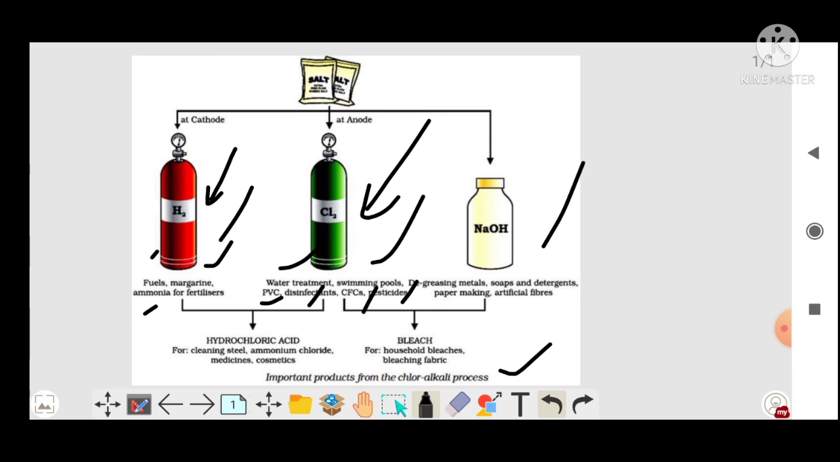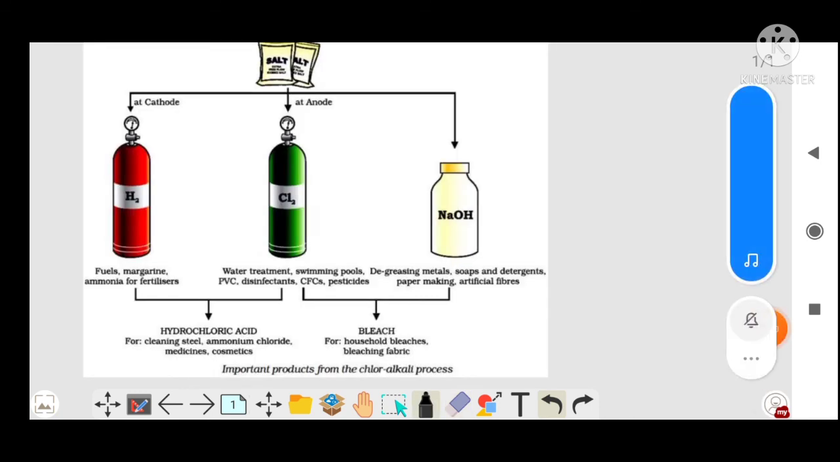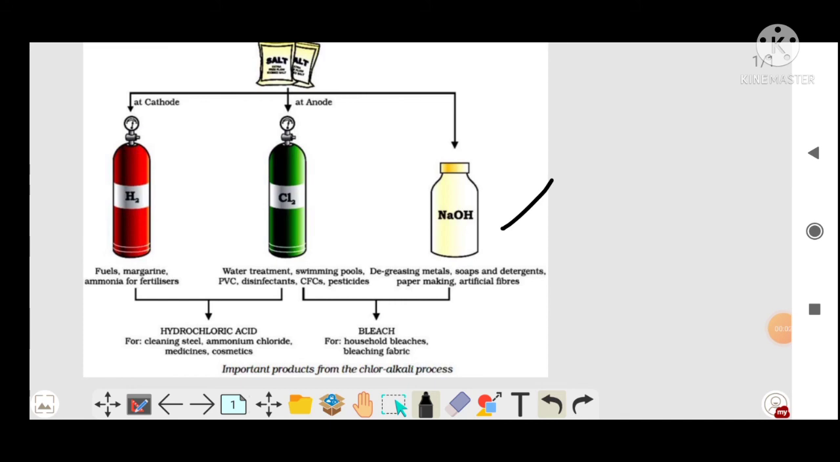What is the use of NaOH? What is the use of NaOH? Look, okay, what is the use of NaOH? It is a degreasing metal. Okay, what is the degreasing process? It is the process by which it removes the water insoluble material. So NaOH is a degreasing metal. Next, NaOH is used in soap and detergents. NaOH is used in paper making and in artificial fibers.